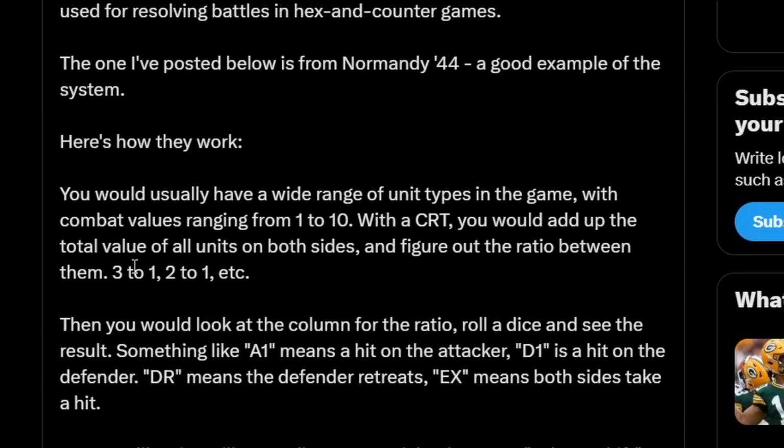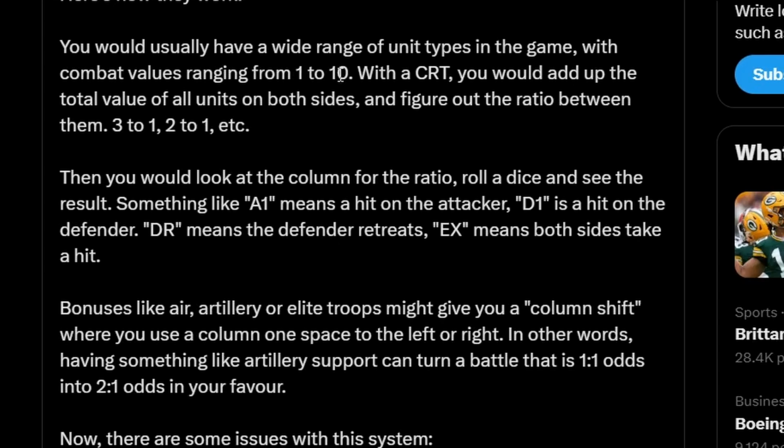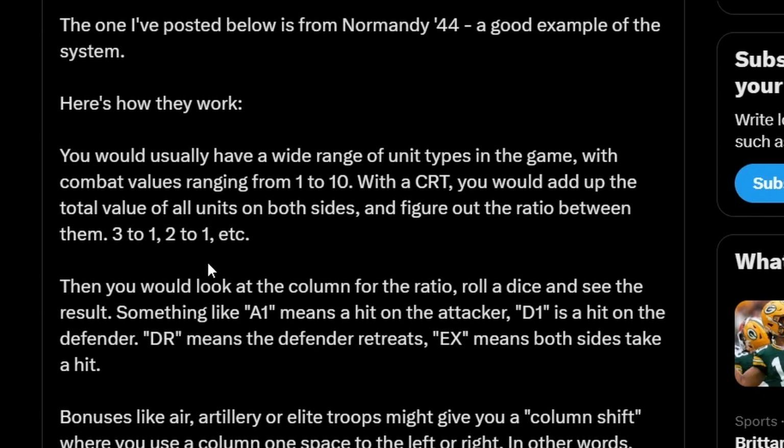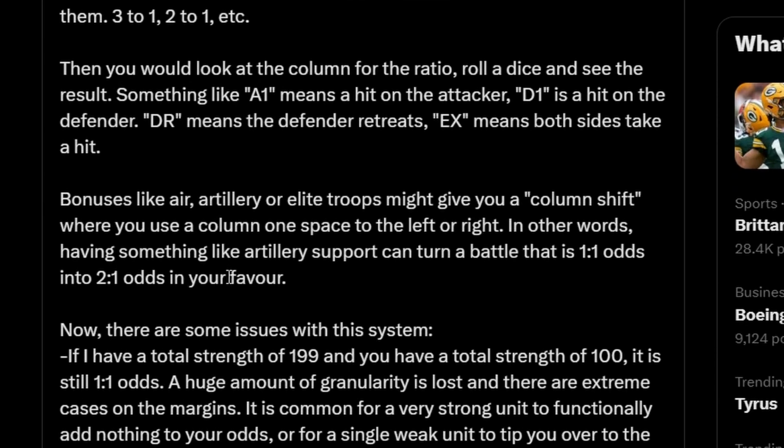Here's how CRTs usually work. You have a wide range of unit types in game, combat values ranging from 1 to 10, not always. With a CRT, you would add up the total value of all units on both sides and figure out the ratio between them. 3 to 1, 2 to 1, etc. And then you would take a look at the column for that ratio, roll dice, and see the result. Something like an A1 means a hit on the attacker, and a D1 is a hit on the defender. DR means the defender retreats, and exchange, or EX, means both sides take a hit.